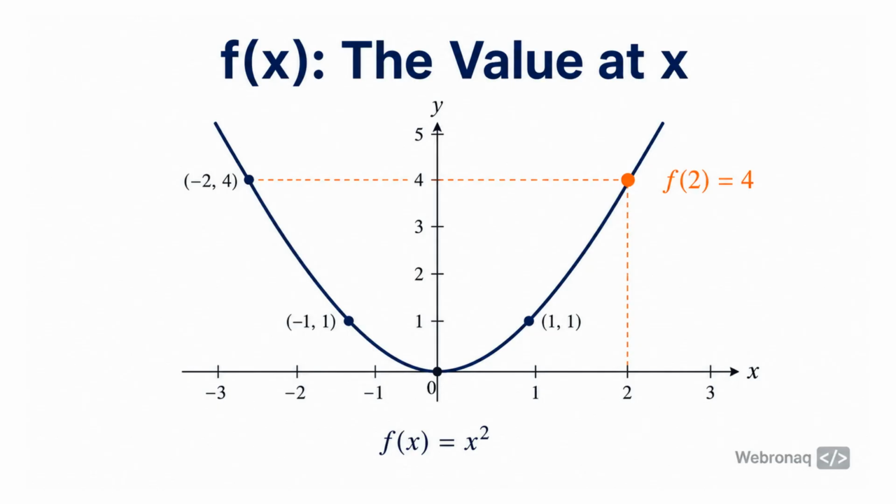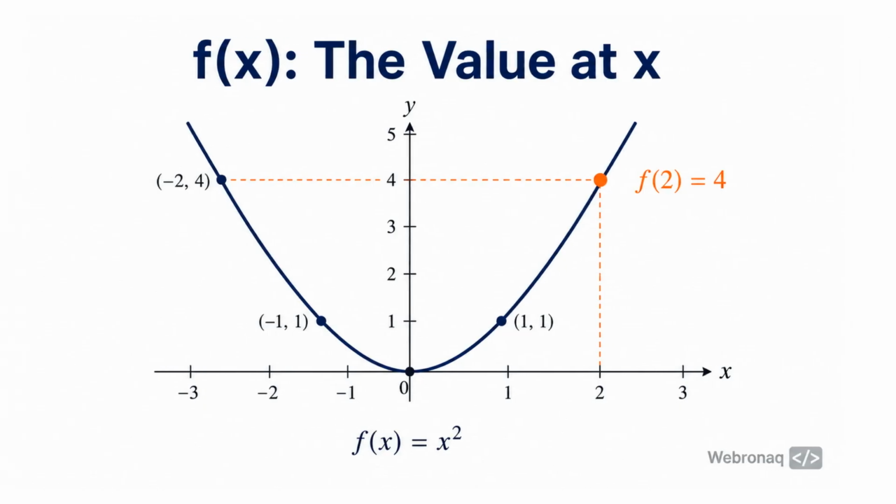That is our hill. Now, if someone asks, what is the height at x equals 2? You just plug it in. f of 2 equals 2 squared, which equals 4. That is it. f of x always answers one question. What is the value of the function at this specific input? It tells you where you are on the curve. Next, let's meet f prime of x, which asks a completely different question.